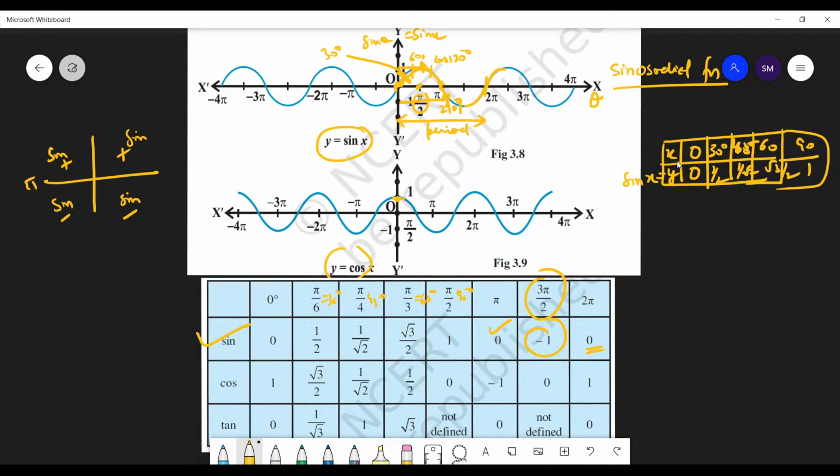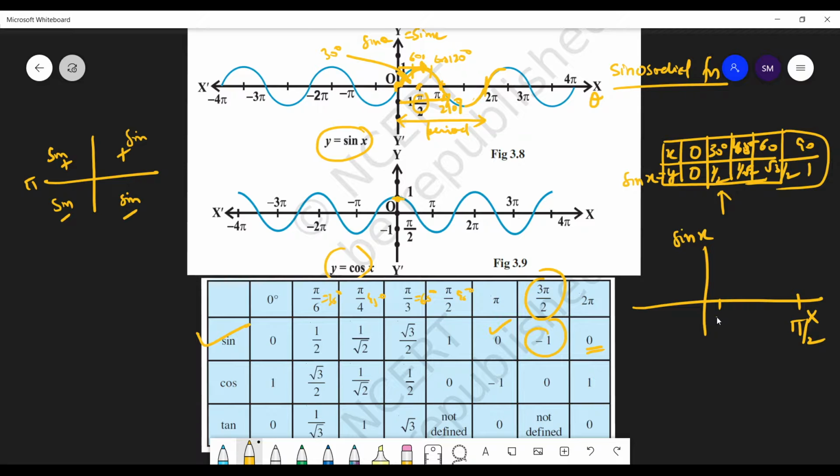And we plot these points, like this is my x, this is sine x. So suppose up to pi by 2, plotting the first point, pi by 2 means 90 degrees. Then 30 degrees, 45 degrees. So the scale should be proper.